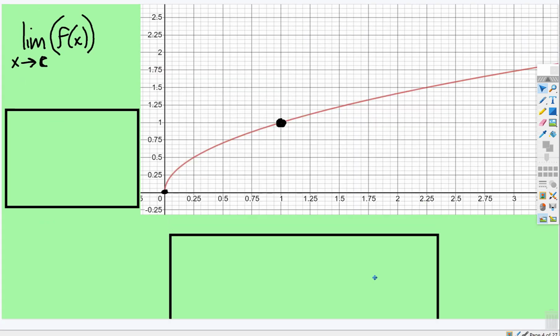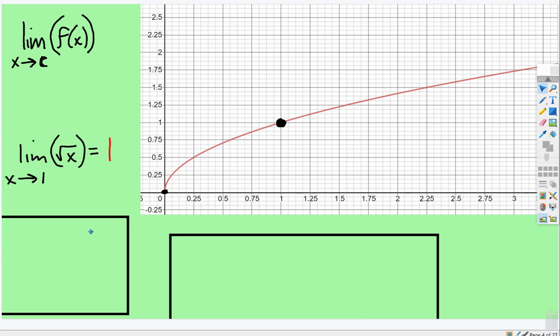So we have the square root function. So the limit as x approaches 1 of the square root of x, well, we substitute 1 in the square root of x, and we get the height of 1. So as we get infinitely close to 1, we're going to be getting infinitely close to the height of 1.